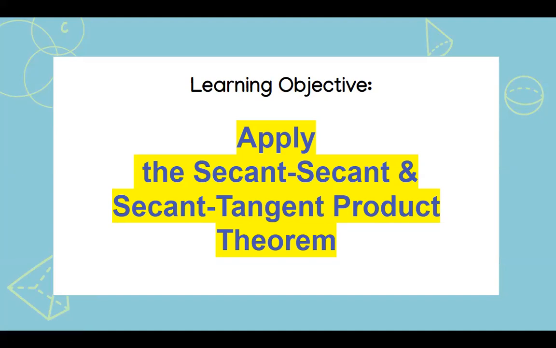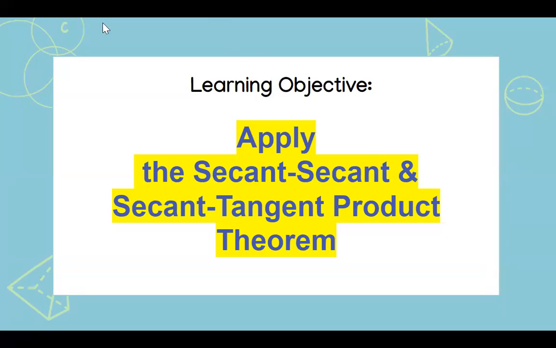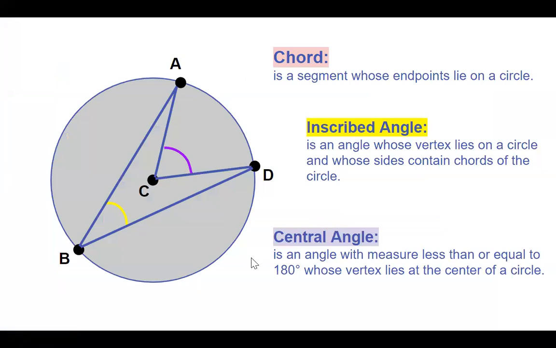So let me go ahead and pass out your beautiful notes. Okay, so today's learning objective, guys, is to apply the secant-secant and secant-tangent product theorem. Now, we're gonna see both of them because they're very similar to each other, yet different, okay? So I want you guys to be able to identify what similarities they have and what differences they have, okay? So again, secant-secant, secant-tangent. Now, again, like always, I'm going to introduce to you guys everything that we should know by now.